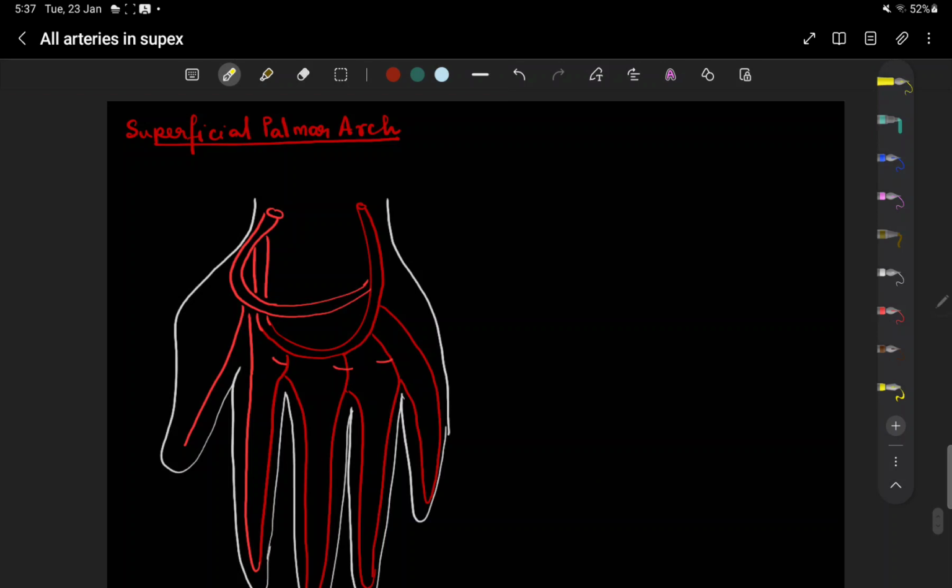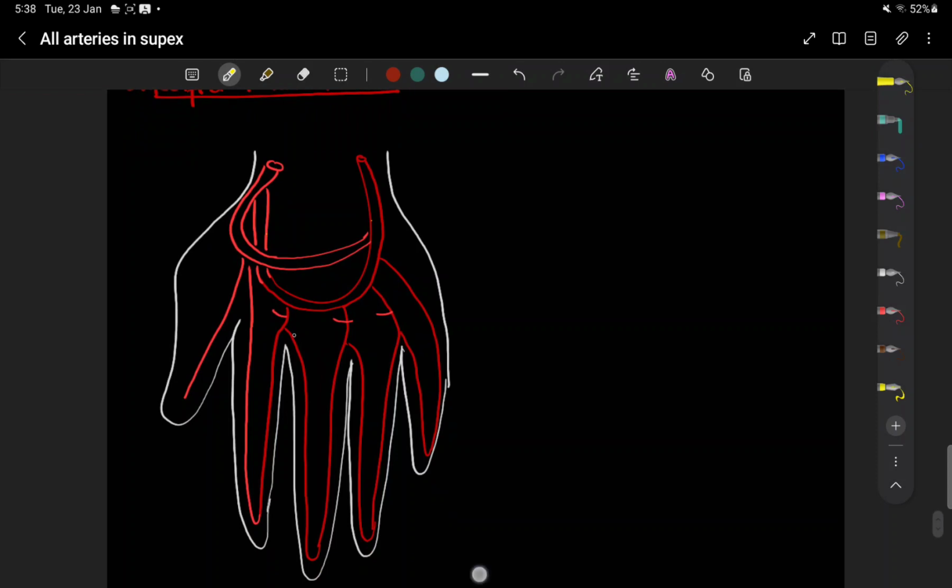So you can very well notice that this is the superficial branch of the radial artery and this is the superficial branch of the ulnar artery. Here I have joined these two to form the superficial palmar branch. So if you notice, that is 1 2 3, there are 3 common digital arteries.